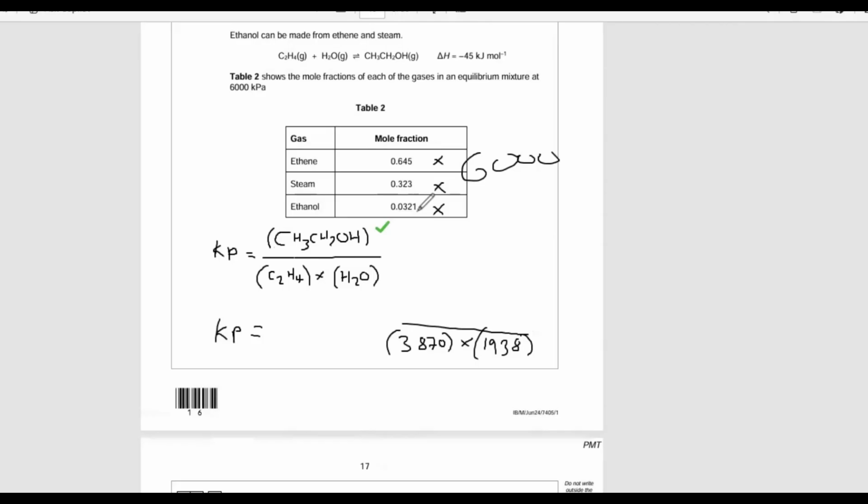0.0321. So let's do that. 0.0321, we're going to times that by 6,000. And that is going to give me 192.6. And oh my gosh, it looks like 1,000. So that's 192.6, and that is going on the top. And that is our Kp. And all I want to do here, guys, is rub this bad boy out and then let's smash these in the calculator and see what we get.